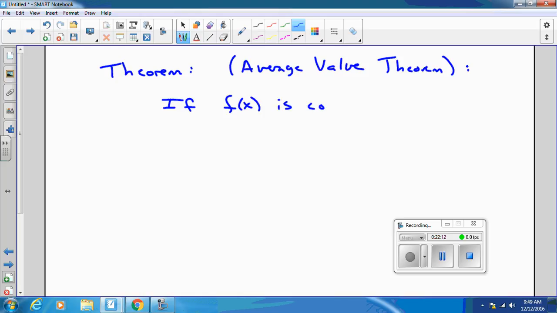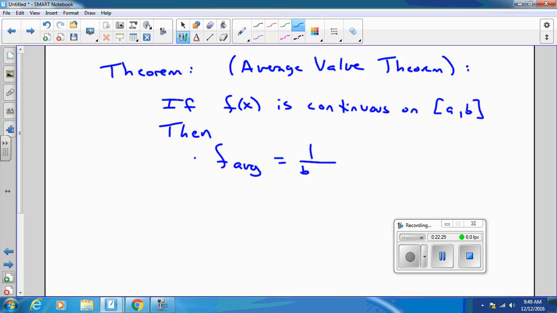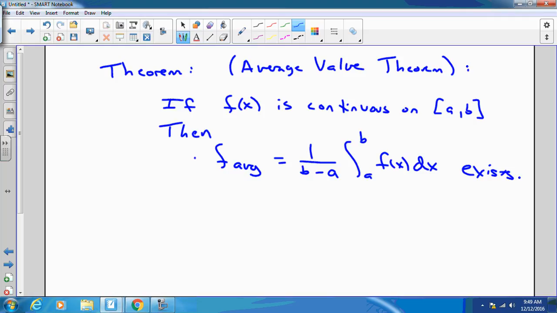If f of x is continuous on a to b, then two things follow. The first is that the average value exists. Notice that I wrote the average value with division equals multiplication by the reciprocal. That's kind of the canonical form we'll see.